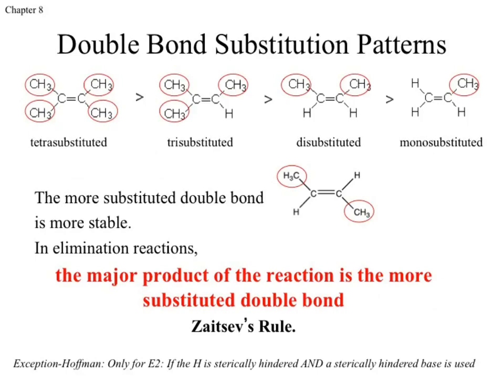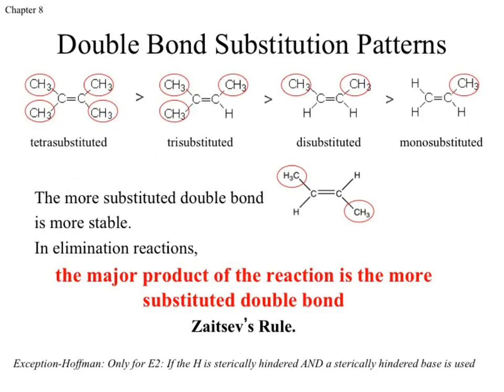If we notice really, really carefully at the bottom of this slide, though, notice in italics, small font, it says the fine print. We have an exception to Zaitsev's rule. The exceptions to Zaitsev's rule, because it happens fairly rarely, of course, gets another person's name. That other person was Hoffman, and what we can do is a Hoffman elimination. Very particular circumstances must be satisfied to push the Hoffman elimination.